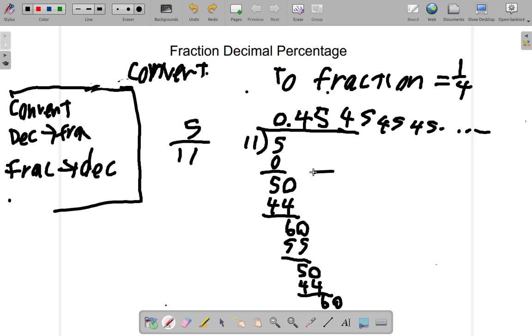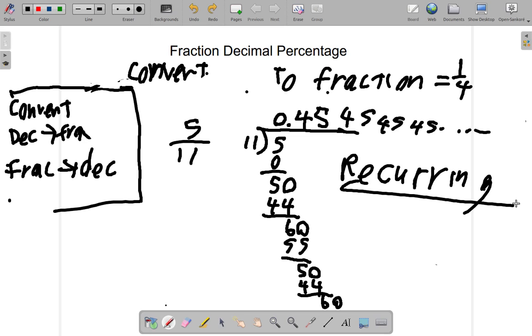Now, the pattern of this fraction keeps repeating itself. There's a repeating pattern here. This is called a recurring decimal. The pattern keeps occurring, reoccurring over and over again. So it's a recurring decimal. Alright?